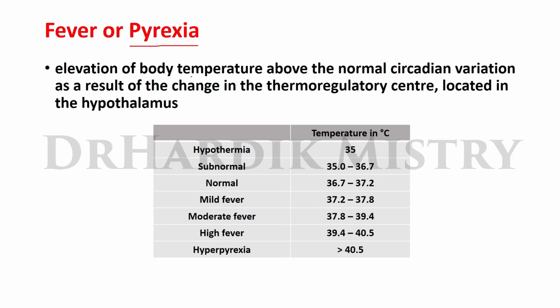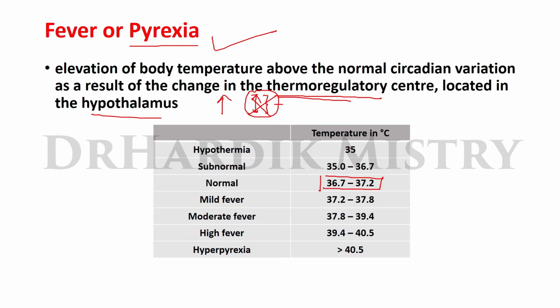It is the elevation of body temperature above normal circadian variation as a result of a change in the thermoregulatory center that is located in the hypothalamus. Here both the upper and lower values have been set, and between these two values our body regulates the temperature. When this homeostasis mechanism is not working properly, the body temperature will rise, and that condition is known as pyrexia or fever.